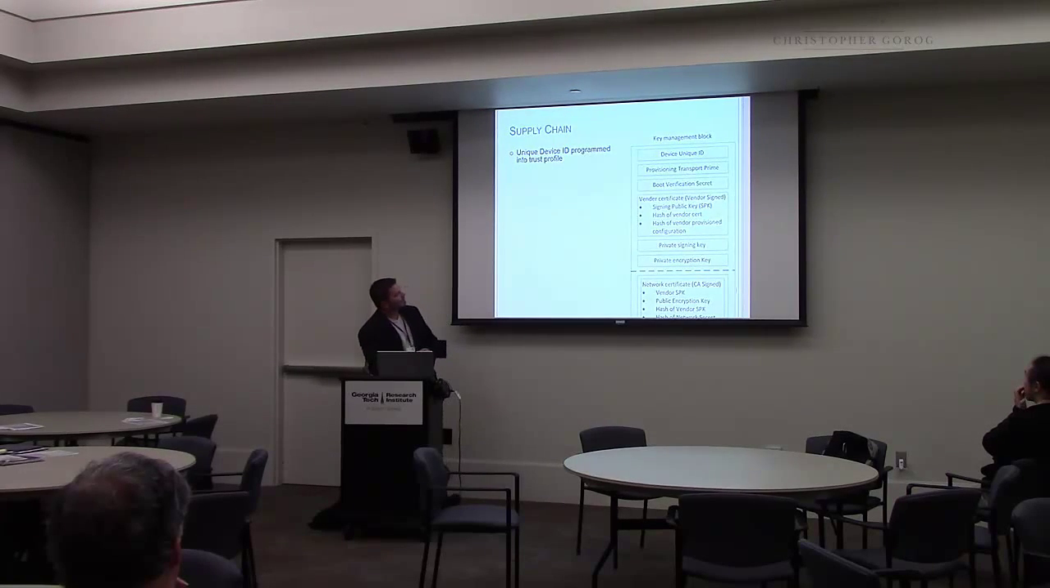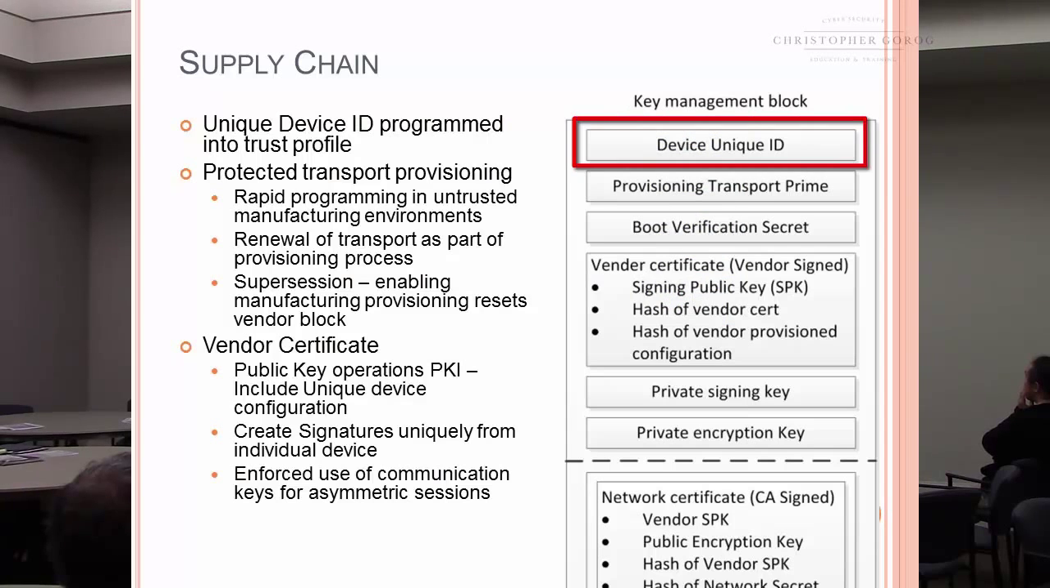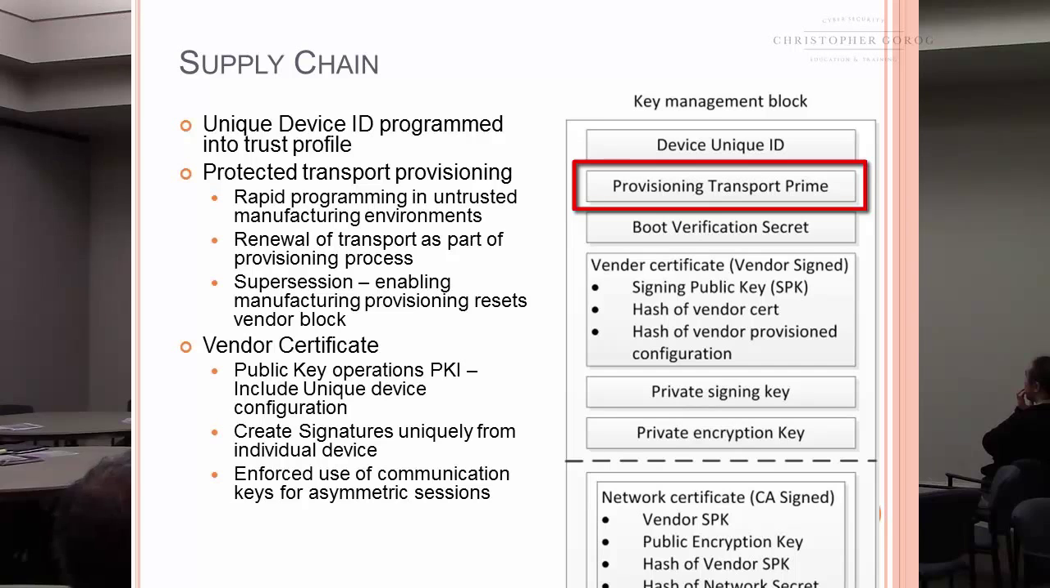So what does this look like on the top one? Just look at the top piece there, supply chain. A unique device ID, provisioning transport. These are interesting because what you have when you're programming these devices, you're hooking up to an industrial control system and you're rapidly programming multiple devices in factories.